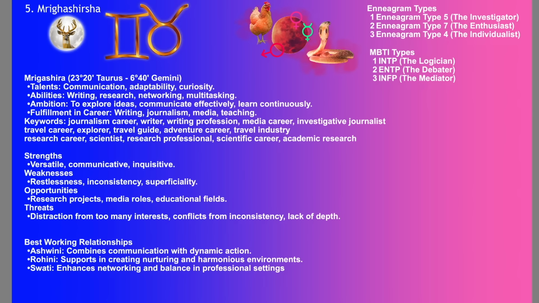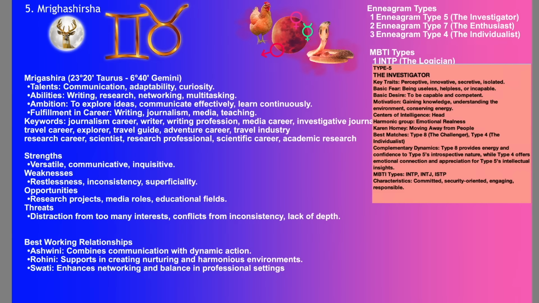Is type 5. So Enneagram, as you know, is in 9 numbers. Type 5 being the investigator. Oh yes, they love research and writing. Perceptive, innovative, secretive, and isolated. This is the key trait of an investigator type 5 Enneagram. The basic fear being useless, helpless, or incapable.